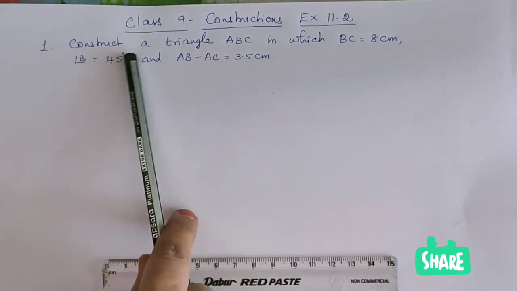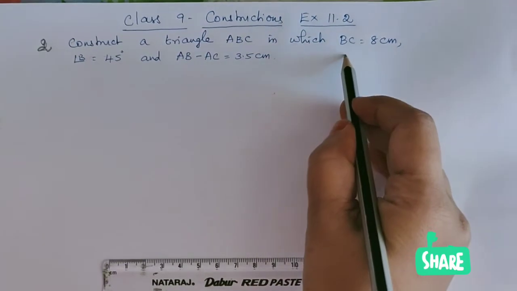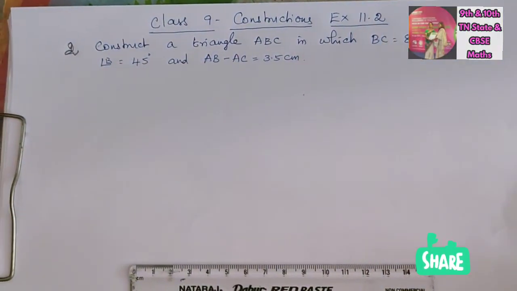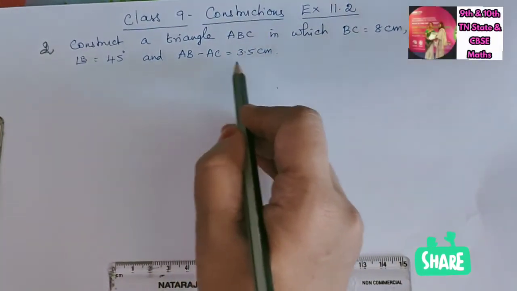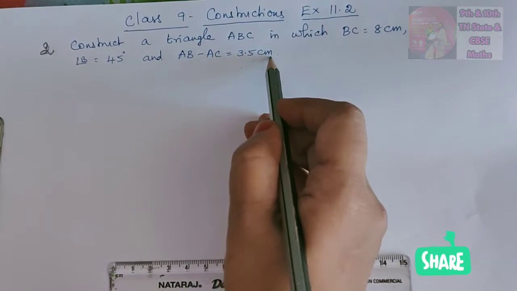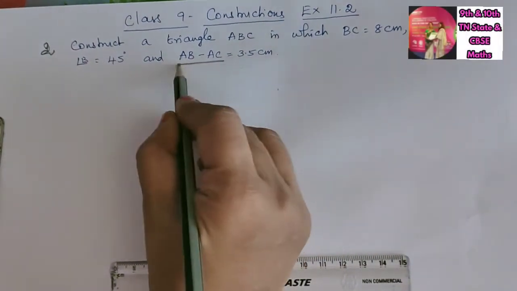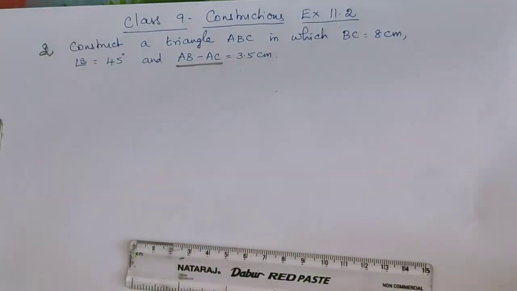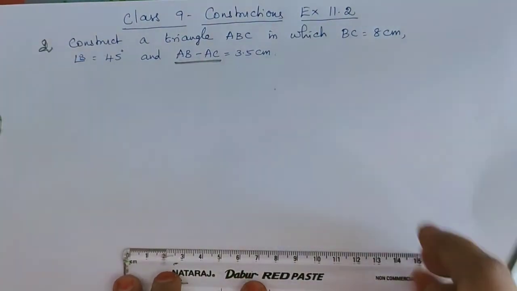Second sum, construct a triangle ABC in which BC is equal to 8 centimeter, angle B is equal to 45 degree and AB minus AC is equal to 3.5 centimeter. So here it is given AB minus AC, so AB side will be greater than AC. Okay, so first one is BC is equal to 8 centimeter.